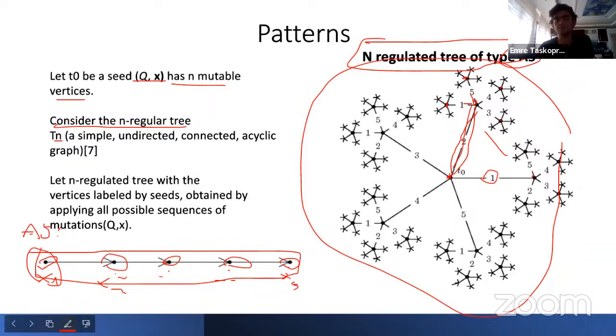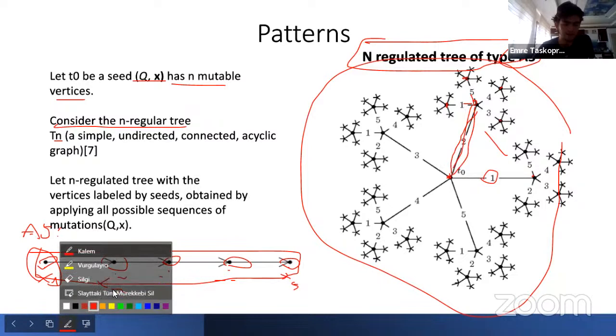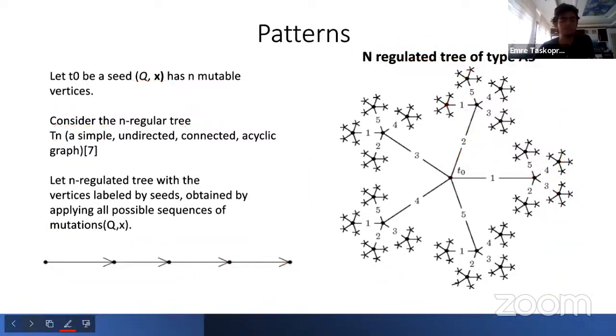Is there any question about this unregulated tree of type A5? Okay.